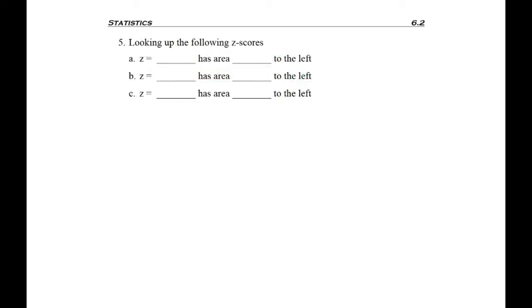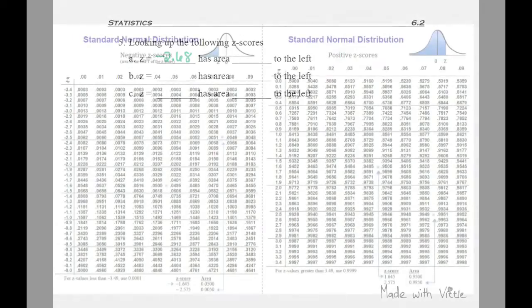Okay, so now we're going to practice using the table with a couple. I didn't want you to work ahead, so that's why I have them blank. First, we want to practice looking up a z-score of negative 2.68. Find the area to the left of that.